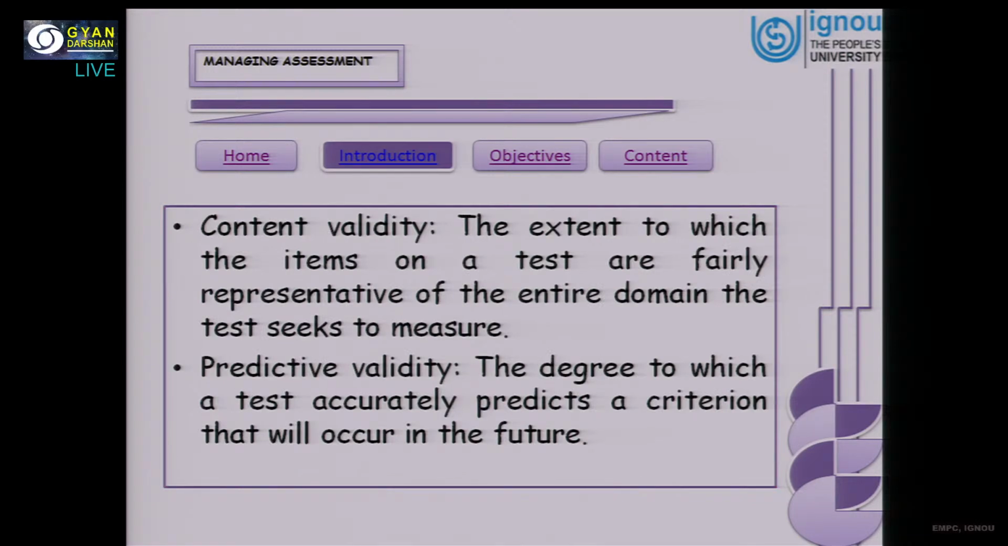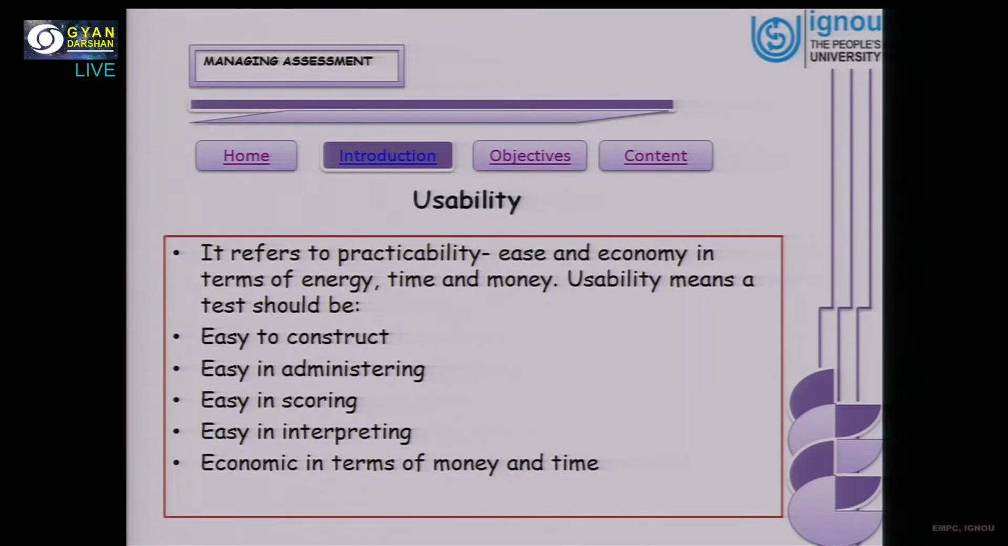Coming to the next type of validity, that is the content validity, the extent to which the items on a test are fairly representative of the entire domain the test seeks to measure. So whether all the content has been covered. Then comes the predictive validity, the degree to which a test accurately predicts a criterion that will occur in the future. So some kind of prediction can be made in such type of predictive validity. So we have seen the different types of validity. Then comes the usability.